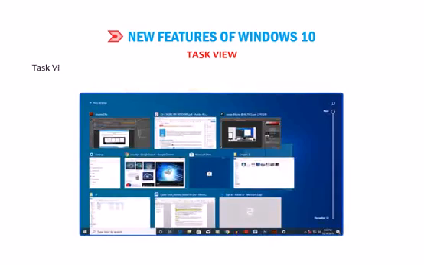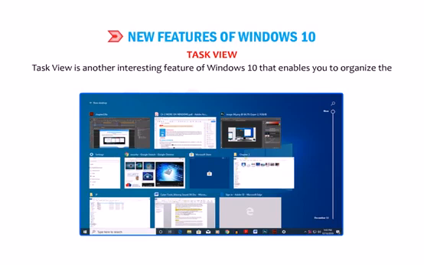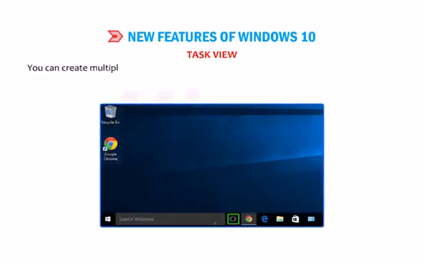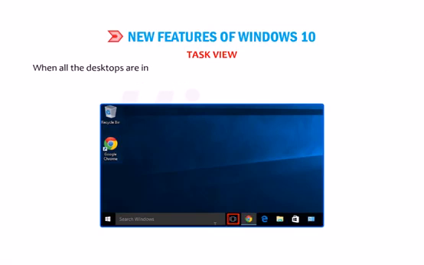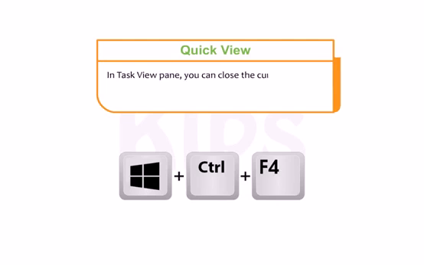Task View. Task View is another interesting feature of Windows 10 that enables you to organize the applications running on your computer. You can create multiple desktops and can view all of them together by clicking on the Task View button located on the taskbar. When all the desktops are in view, you can also drag and drop an app from one desktop to another. Note this important point. In Task View pane, you can close the current desktop by pressing Windows key plus Ctrl plus F4 shortcut key combination.